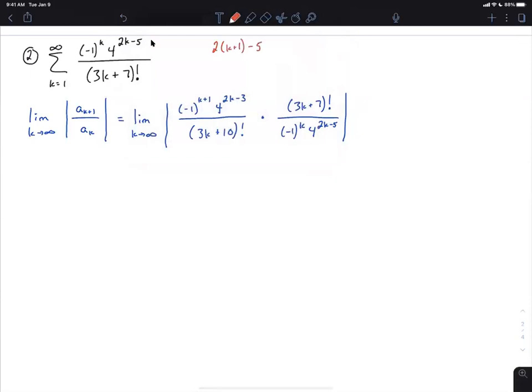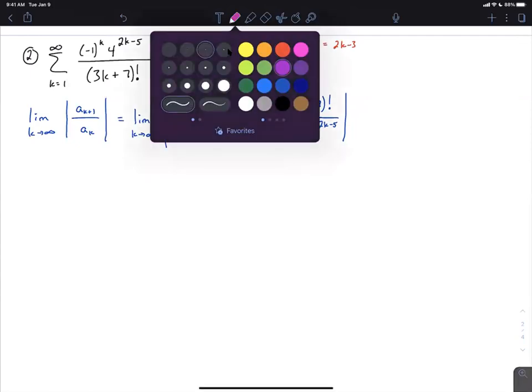Yeah, you add 2 to it, but it's because you're doing this. So you're replacing the k with k plus 1. Does everybody see what I'm doing? So then the 2 distributes, and that's where I'm getting 2k minus 3 for this power. And then same deal down here.